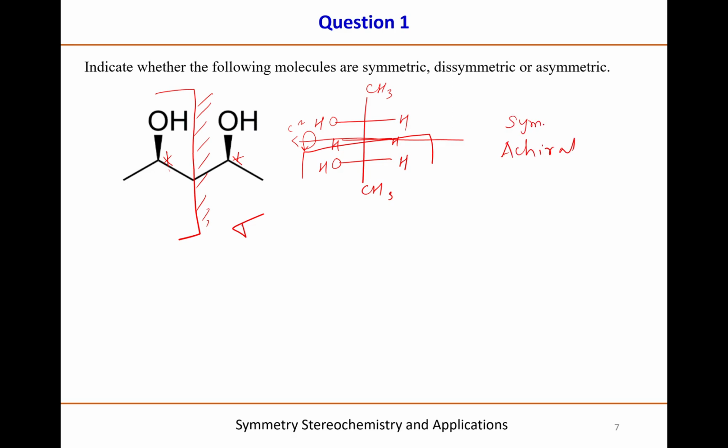So the molecule comes under the symmetric category. It is a symmetric molecule. Got it? So remember, the chiral center doesn't define the molecule's chirality. A molecule can be achiral even if chiral centers are present, and a molecule can be chiral also when there is no chiral center. We will discuss a few more examples.